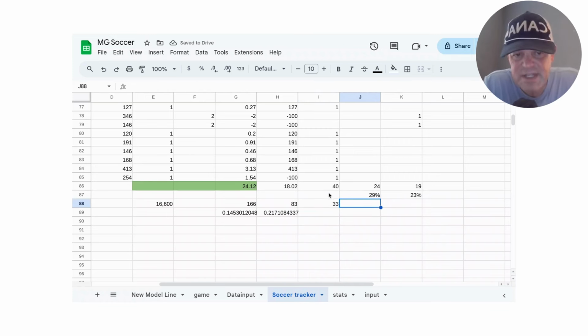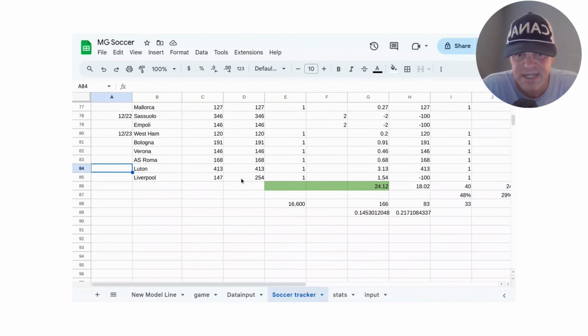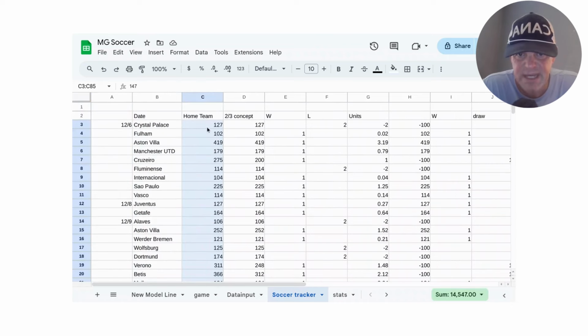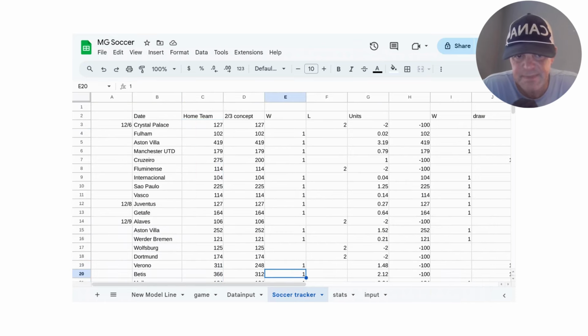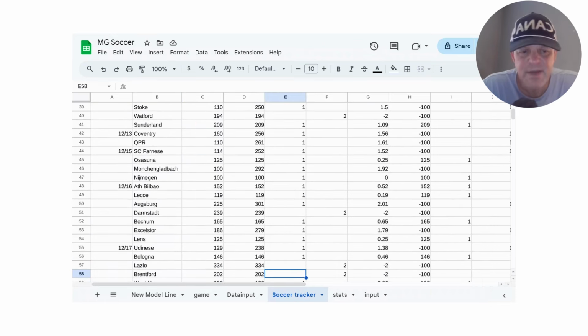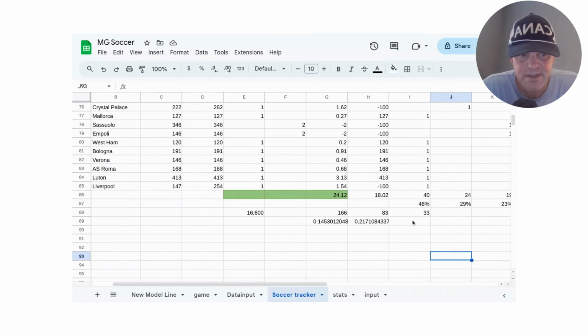So what I'm saying is, let's say that instead of hitting 48%, we only hit 40% of our wagers. Now that means instead of having 40 wins, we're only going to have 33 wins. Now, if you come over here to the home side, and we add these up, we averaged a 175 money line, which is really good.